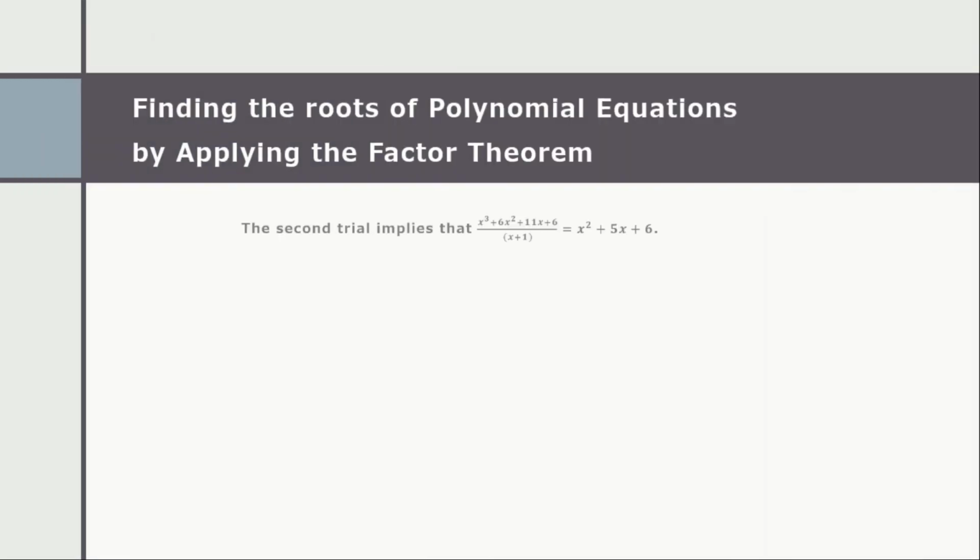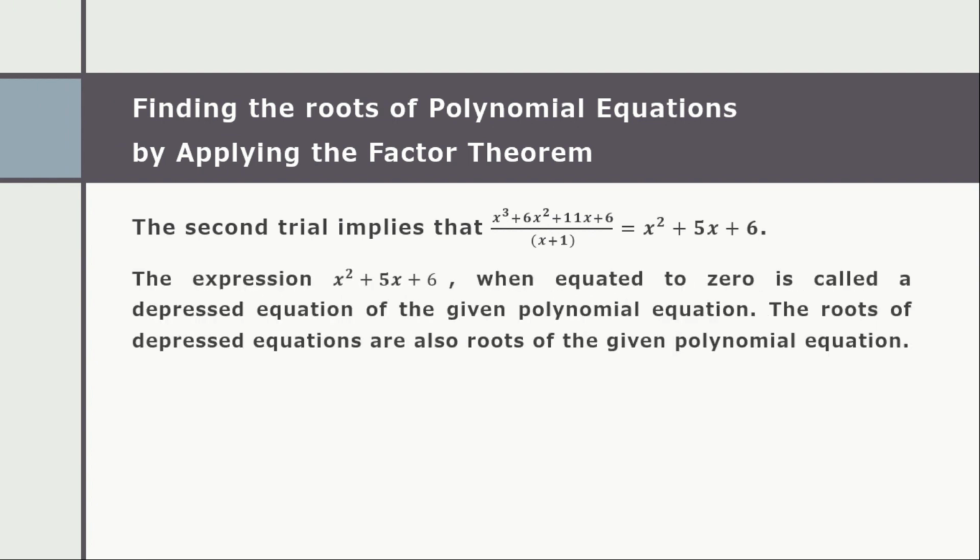The second trial implies that x raised to 3 plus 6x raised to 2 plus 11x plus 6 divided by x plus 1 is equal to x raised to 2 plus 5x plus 6. The expression x raised to 2 plus 5x plus 6 when equated to 0 is called a depressed equation of the given polynomial equation. The roots of depressed equations are also roots of the given polynomial equation.